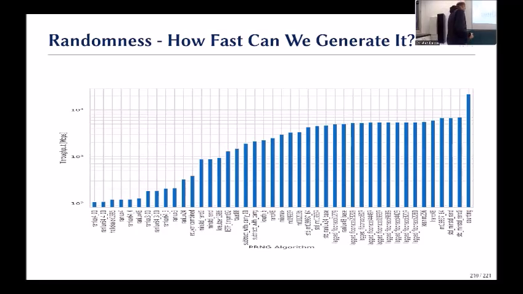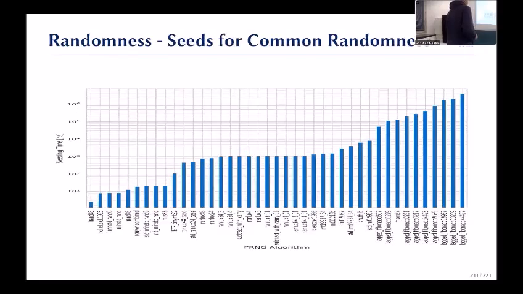The crucial thing really is randomness. And the question is, of course, how do we create randomness? As you see here, there are a lot of randomized pseudo-random generators. And also there are seeds for common randomness.